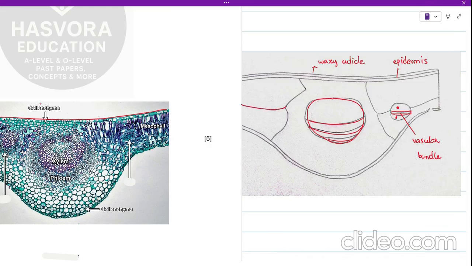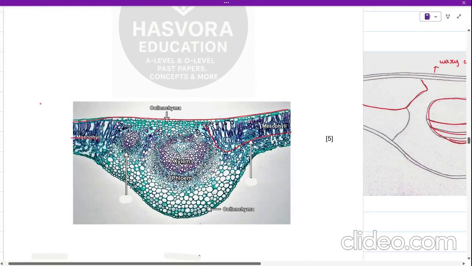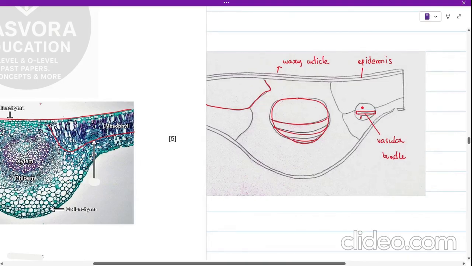Then this is going to be the palisade mesophyll cells, which you can see as longitudinal columnar cells here, the purple ones. Then these are the spongy mesophyll cells. As you can see, they are unorderly arranged, and they have intercellular spaces as well. Then you are going to be showing a stomata as well. You can see this small gap here. So you are going to be looking for the stomata, and you are going to be showing it.